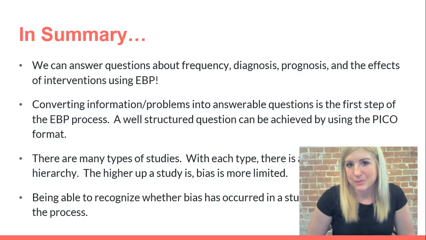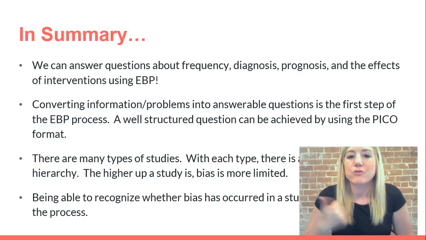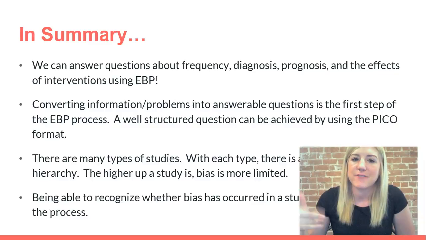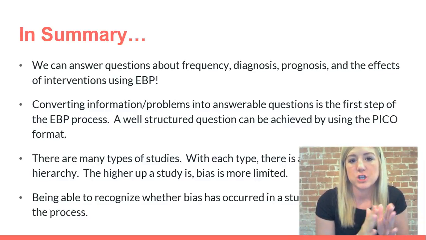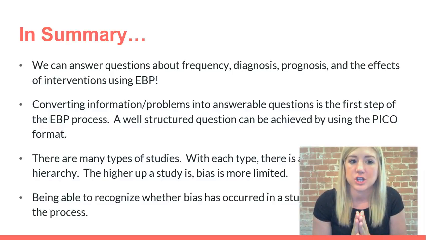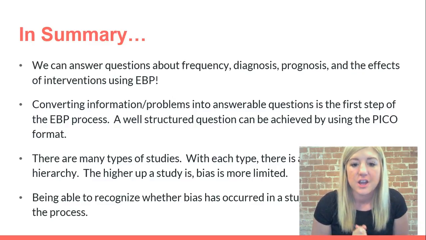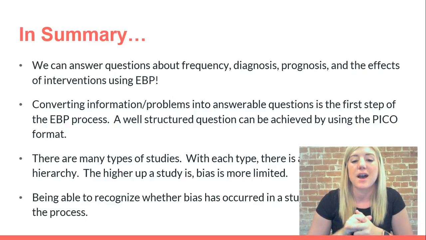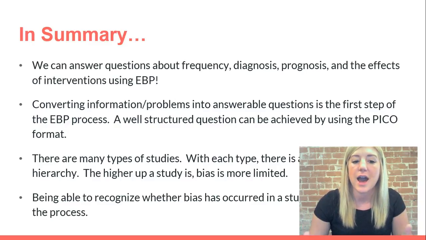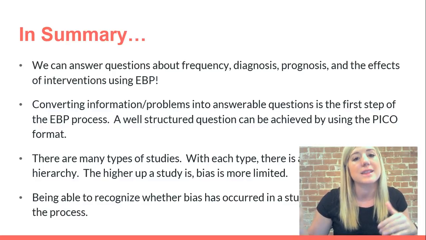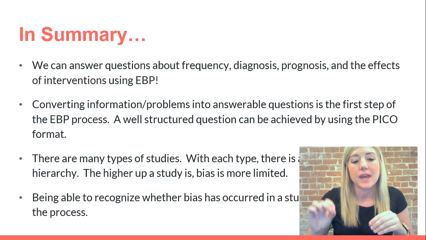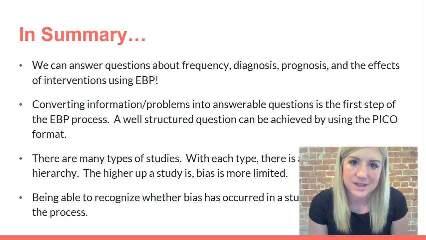So in summary of Chapter 2, we can answer questions about frequency, diagnosis, prognosis, and the effects of intervention using evidence-based practice. We convert information or problems into answerable questions, and this first step is using the PICO question. There are many types of studies. With each type of study, there's a different level of hierarchy or evidence. The higher up a study is, the more likely that bias is limited. And being able to recognize whether bias has occurred in a study is a crucial part of this process.